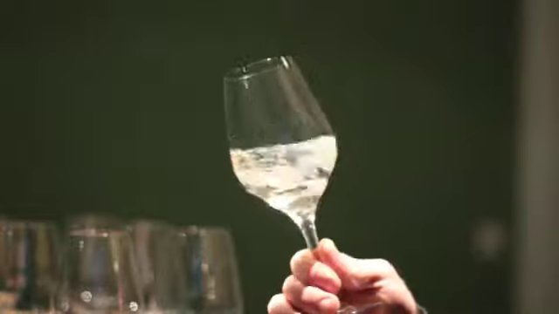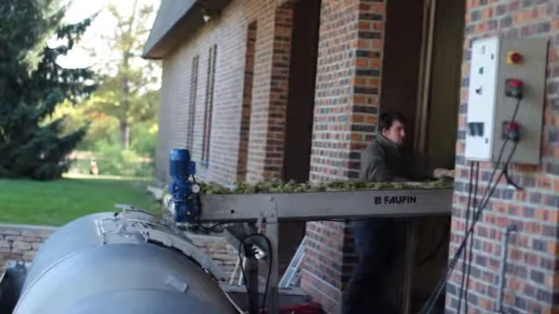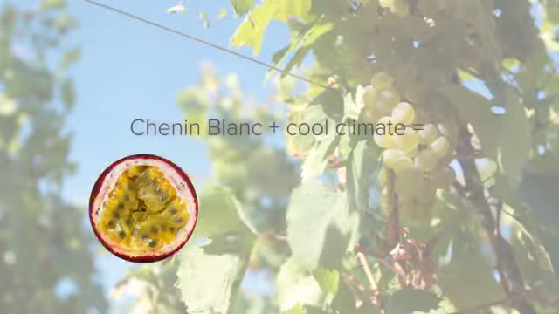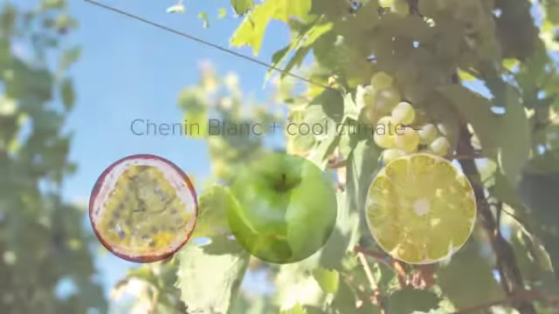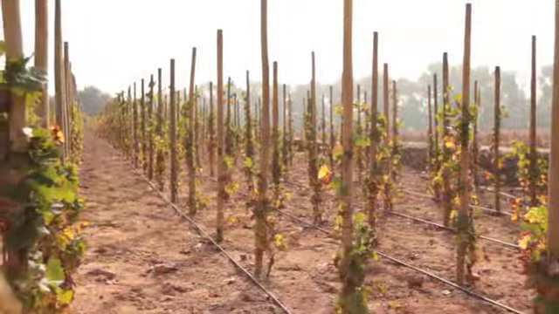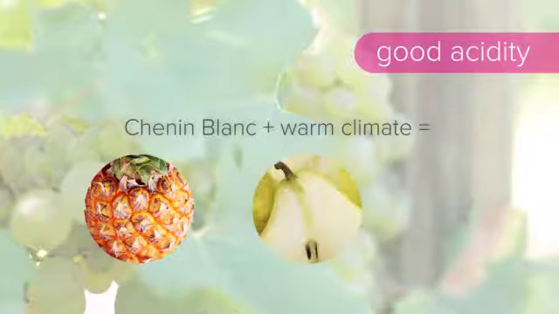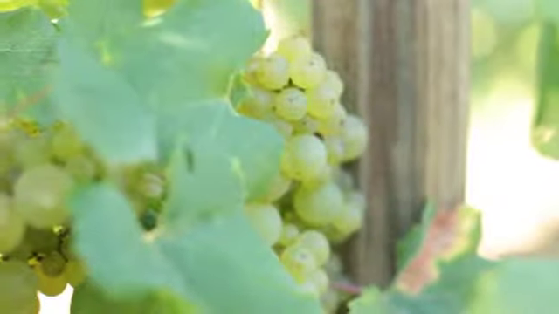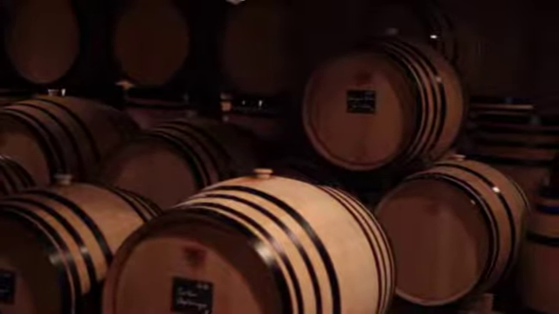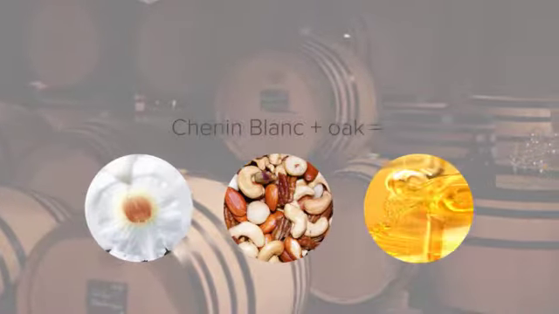Chenin Blanc has a wide range of aromas depending on where it is grown and how it is made. In cooler regions, they will typically taste of passion fruit, green apples and lime. In warmer climates, they have good acidity and generally have aromas of pineapple, pears and guavas. Chenin Blanc that is aged in oak takes on flavors of vanilla, nuts, and honey.